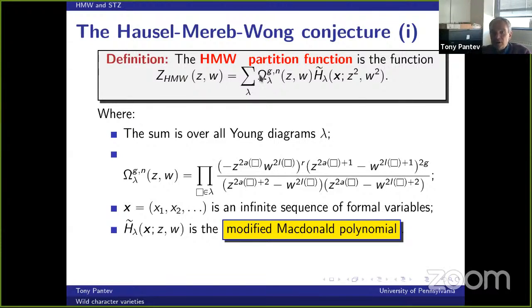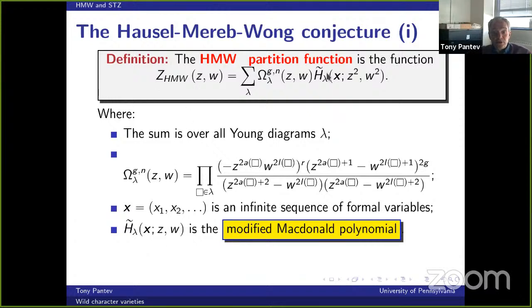x is, of course, a sequence of formal variables that we're using for counting Schur functions. And this H twiddle lambda x z w is just the modified Macdonald polynomial. And I'm not going to write the formula for the modified Macdonald polynomial, but it's a standard creature in the representation theory of the symmetric group or the general linear group. So again, it's an explicit polynomial in z and w, depending on the partition.